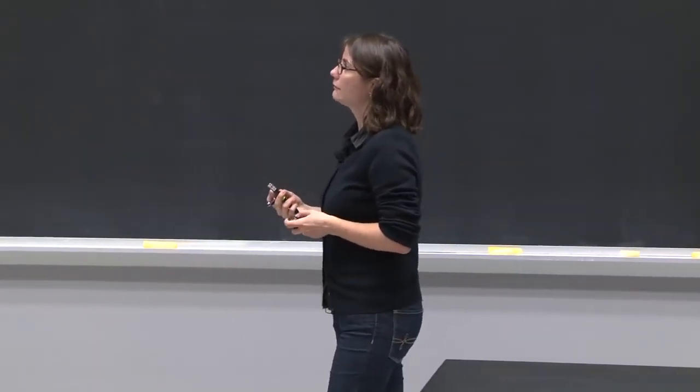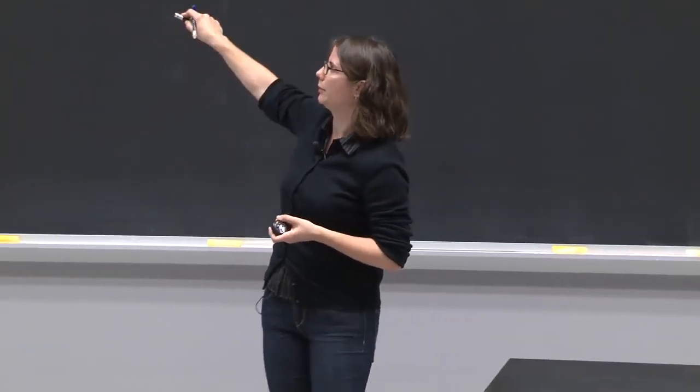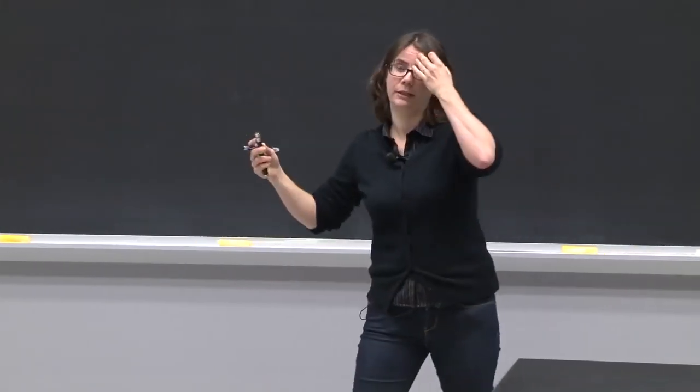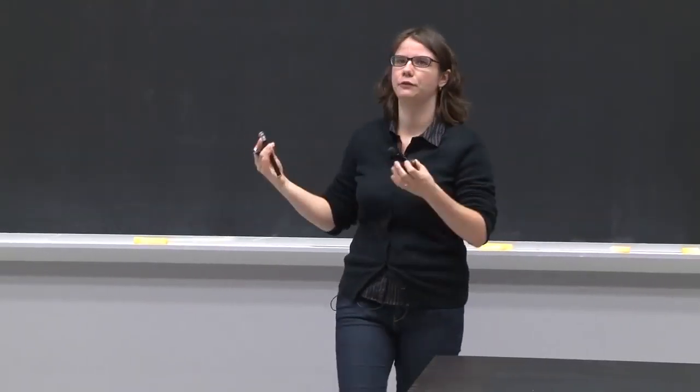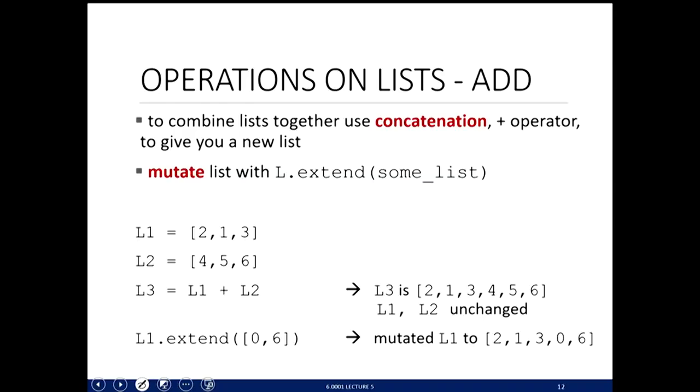Okay. So we can add things to the end of our list. We can also combine lists together using the plus operator. The plus operator does not mutate the list. Instead, it gives you a new list that's the sum of those two lists combined. So in this case, if L1 is 2, 1, 3, and L2 is 4, 5, 6, when we add those two lists together, that's going to give us an entirely new list, leaving L1 and L2 the same. And that's why we have to assign the result of the addition to a new list. Otherwise, the result's lost.